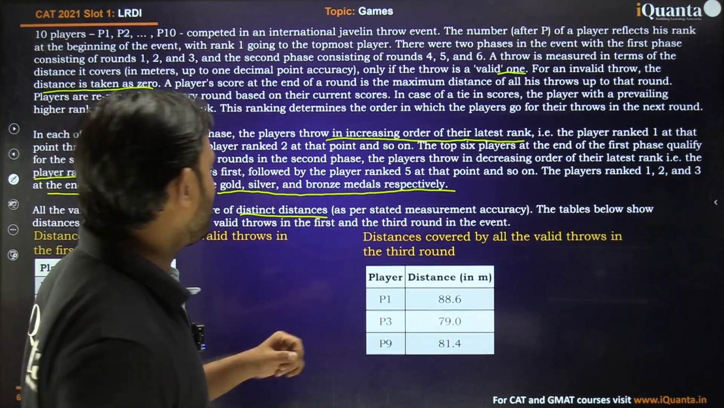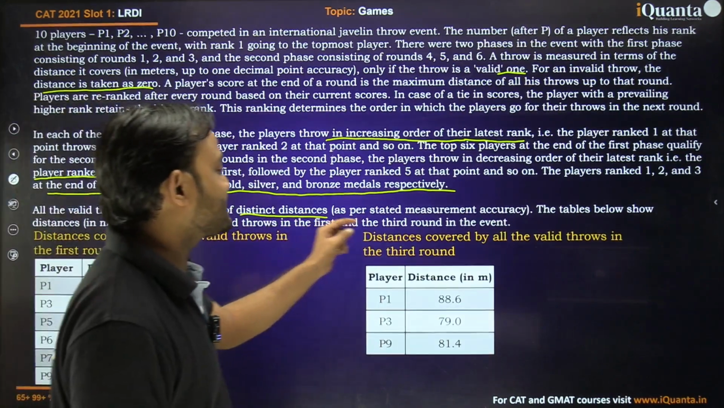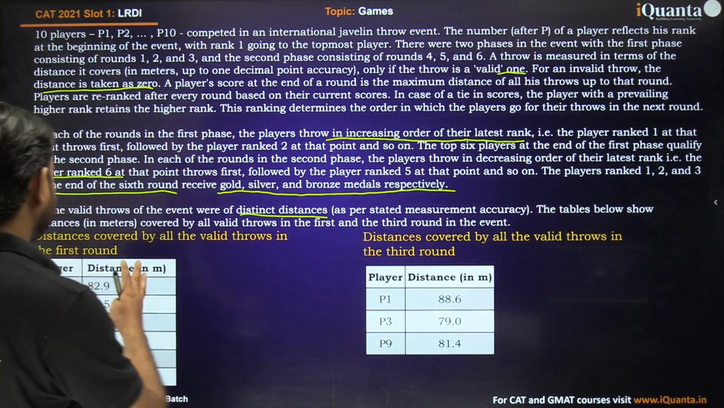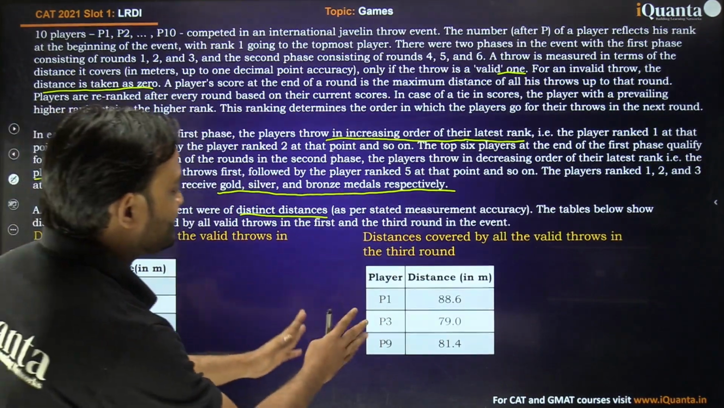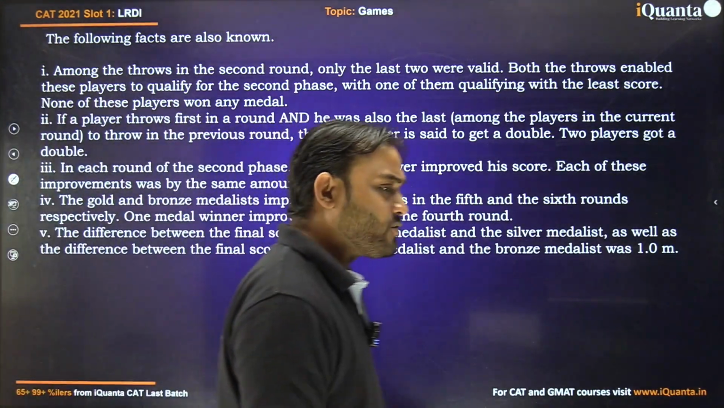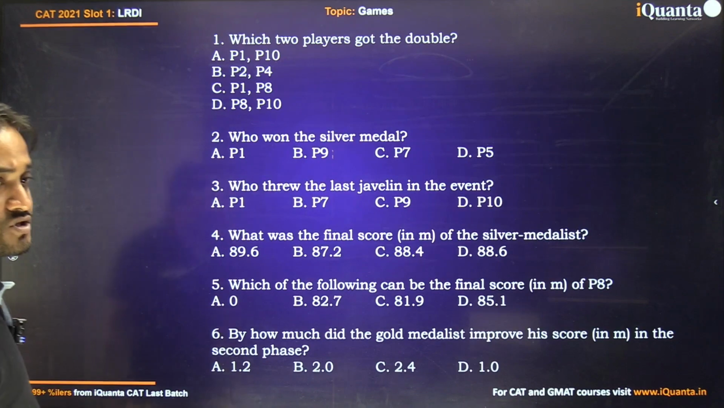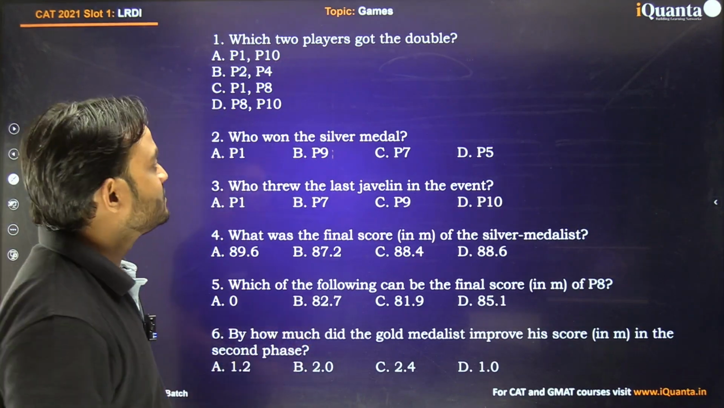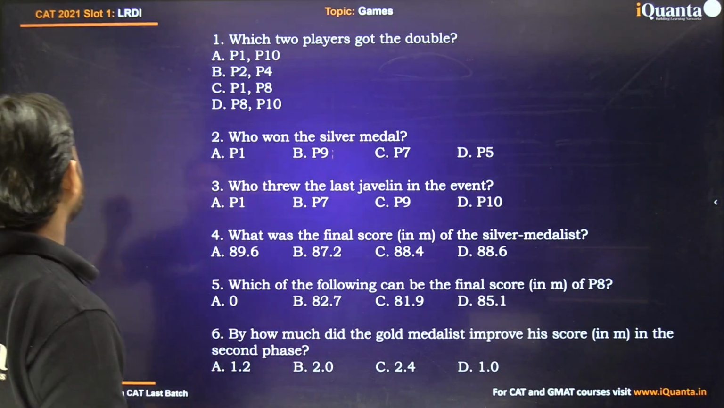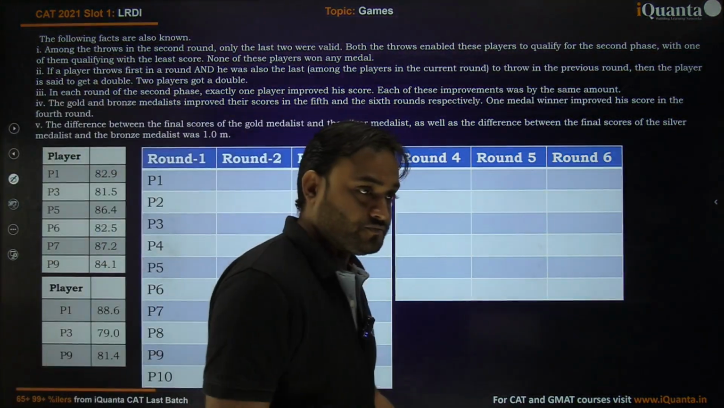The tables below show distances covered by all valid throws in the first and the third round of the event. So this is the table given for the first round and the third round, all the valid throws. These are the information given and these are the questions. There are 6 questions in this one, and let's move on to the information where we can solve these questions.